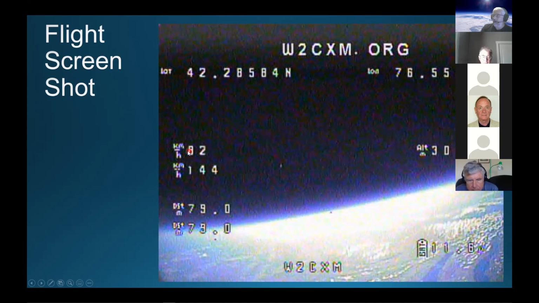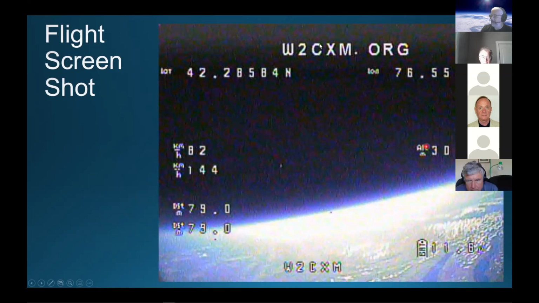These numbers, current speed, kilometers per hour, was 82 kilometers per hour. So it was traveling over, as the crow flies, 82 kilometers per hour. This was peak speed. So peak speed was 144 kilometers per hour during the flight to this point. Likewise, the current distance from the launch point was 79 kilometers, and the peak distance from launch point was 79 kilometers because this flight just kind of went straight. It never turned back on itself.